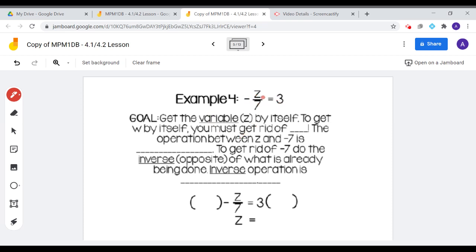If I want to get the variable z by itself, there's a little typo here, just so you know, this should actually be z. You must get rid of this negative 7. That's the problem right here. Z is being divided by negative 7. The operation between z and negative 7 is, as we just said, division. To get rid of negative 7, we have to do the inverse, or the opposite, of what's already being done. The inverse of dividing by negative 7 is multiplying.